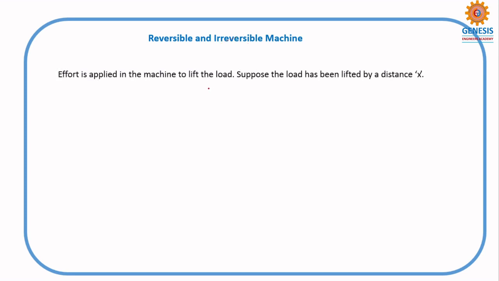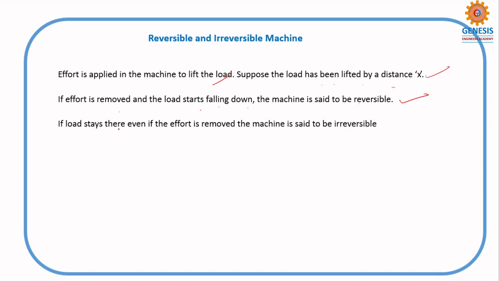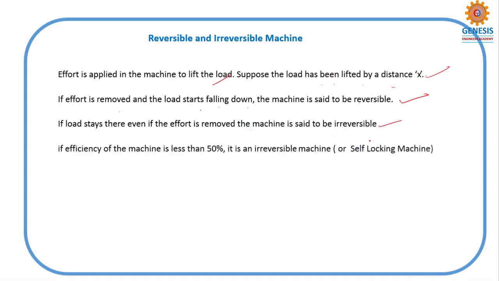The effort is applied in the machine to lift the load. Suppose the load has been lifted by a distance x. If the effort is removed and the load starts falling down, the machine is said to be reversible. This is somewhat dangerous for us. And if the load stays there even if the effort is removed, the machine is said to be irreversible, also called self-locking.